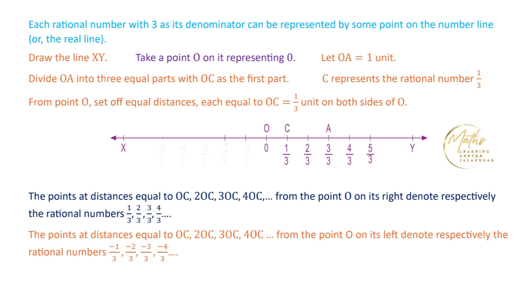Then the next point we are marking at the distance 1 by 3. So these points that we have marked towards the left represent the numbers minus 1 by 3, minus 2 by 3, minus 3 by 3, minus 4 by 3, and then minus 5 by 3. So from this we can see that we can represent every rational number with the denominator 3 on the number line. And if we continue in this way, we can see that we can represent any rational number on the number line.